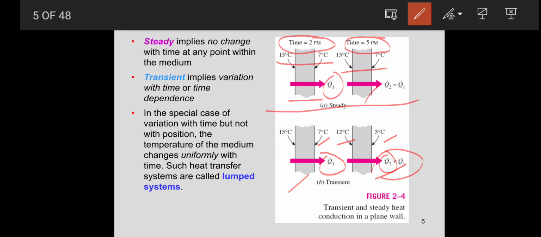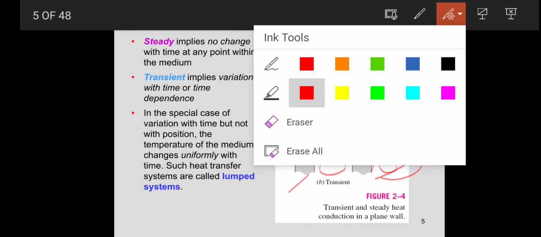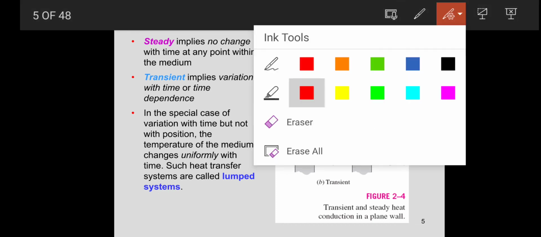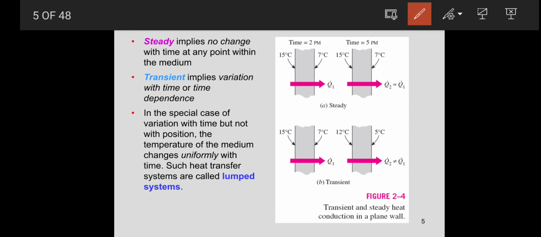Okay, so in special cases of variation with time but not with position, the temperature of the medium changes uniformly with time. Such heat transfer systems are called lump systems. That means the temperature is changing with time, not with position. Suppose we take the example of a hot potato.